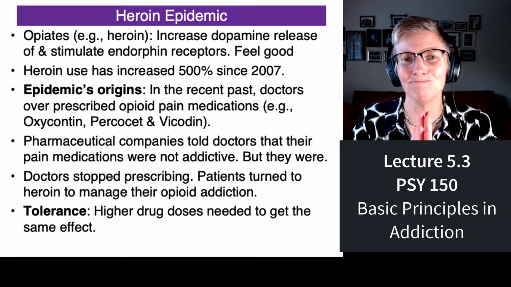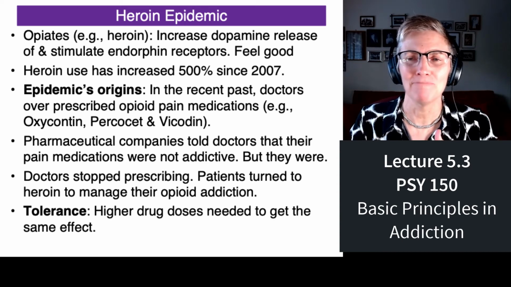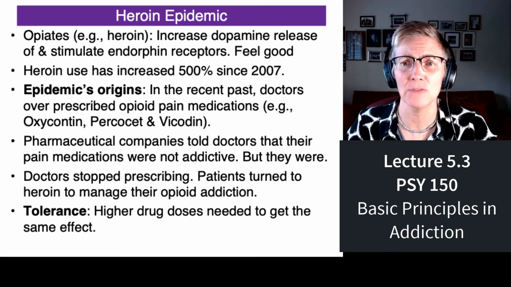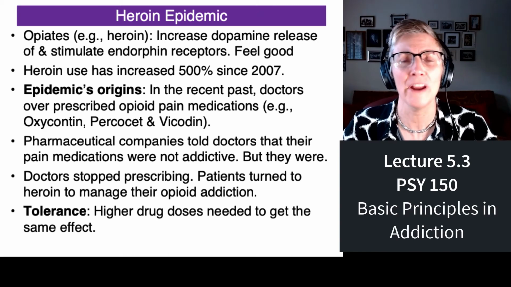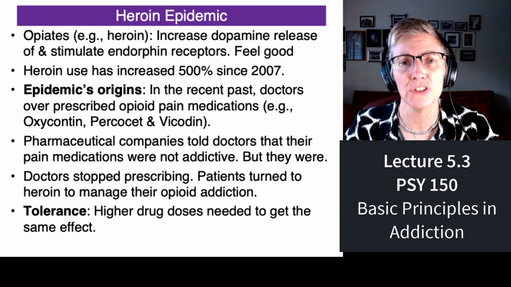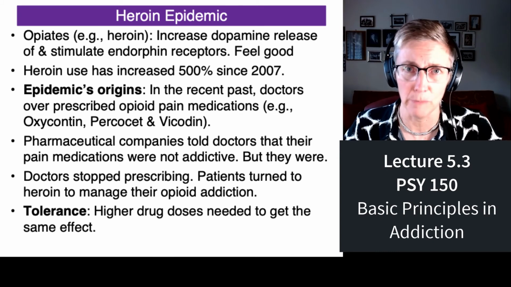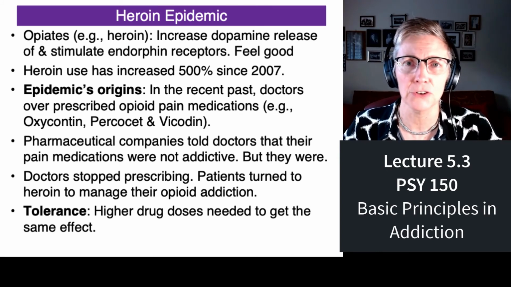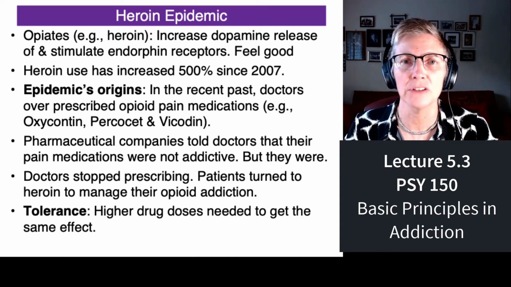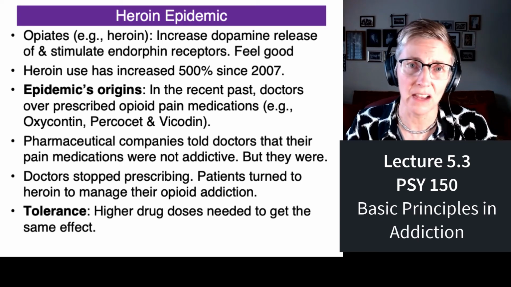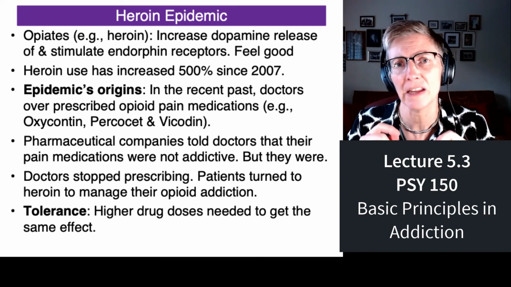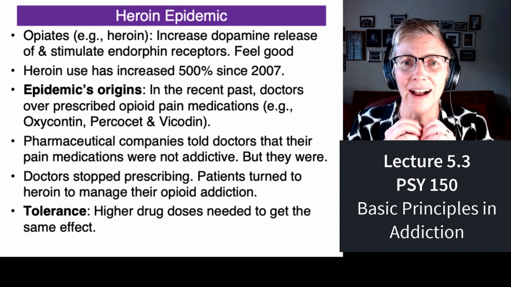In the last dozen years, the use of heroin has increased 500%. That's 5 times. Crazy. Where did this come from? Well, in the not so recent past, drug companies started producing opiates as a pain relief mechanism, and they told doctors that the opiates they were making available to use with their patients, opiates like OxyContin and the codeines, were not addictive. Well, it turns out they were highly addictive.